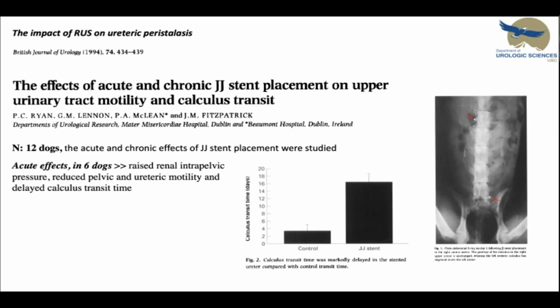They found raised renal intrapelvic pressure, reduced pelvic and ureteric motility, and delayed calculus transit time, as we see here in this figure. And this KUB X-ray even showed the position of the stone in the upper part of the ureter in a stented ureter, while on the other side, the non-stented ureter.